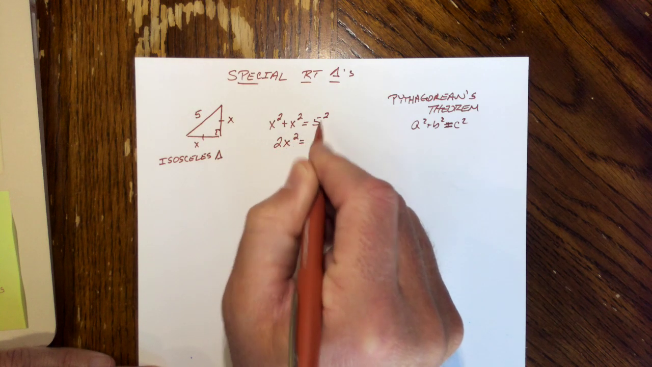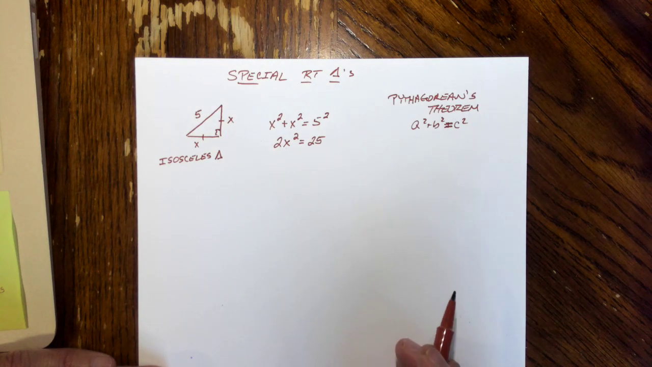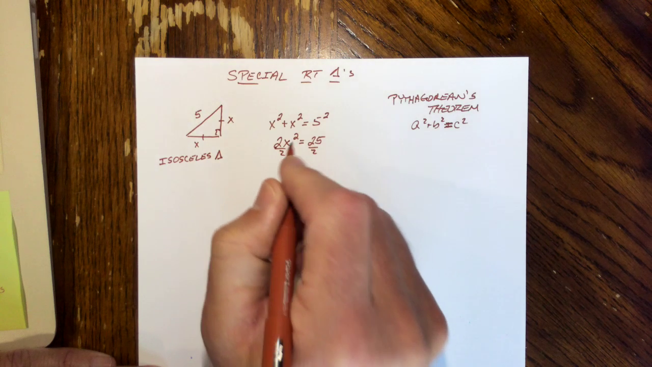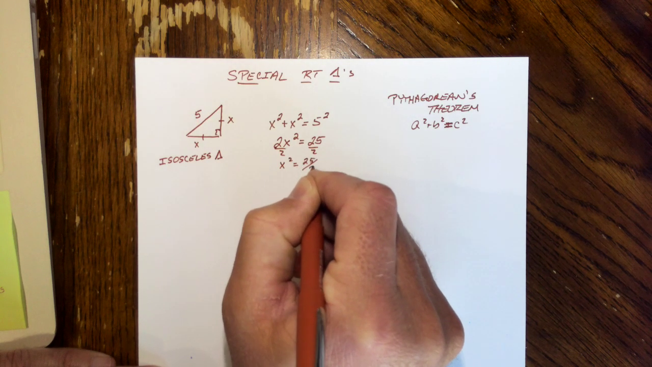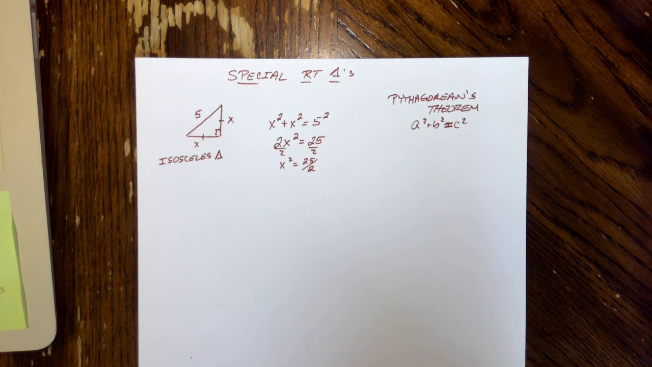Okay, so combine like terms. 2x squared equals 25. Alright, then what do we got to do? Divide by 2. Divide by 2. X squared equals 25 over 2. Before you go to a decimal, please don't. We're going to want a lot of these in simplest radical form, so we're going to have to review how to do a number of these things.